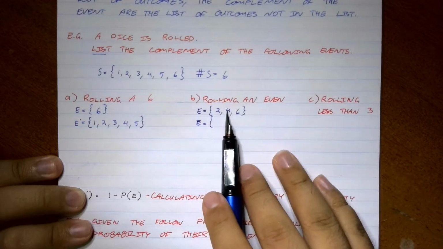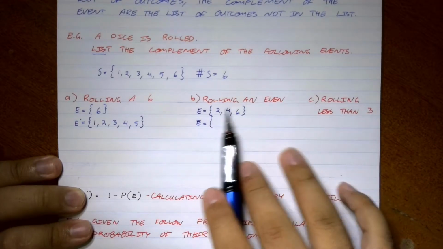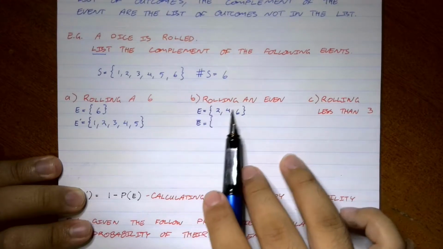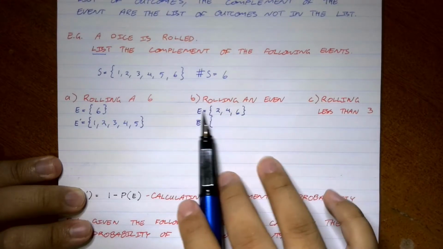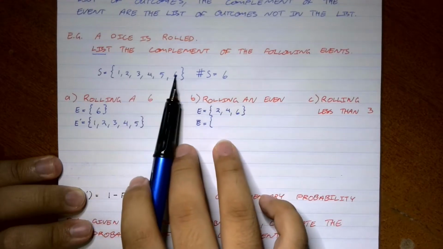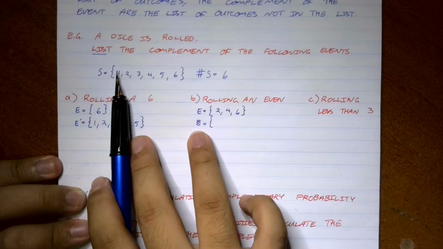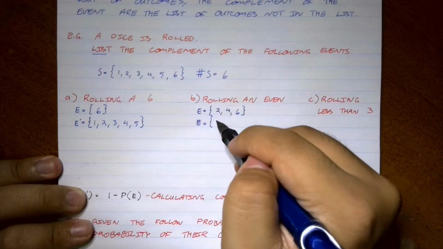So if 2, 4, and 6 are inside the list of E, the complement are those that are not in the list of E. So if 2, 4, and 6 are inside the list, the complement must be 1, 3, and 5.